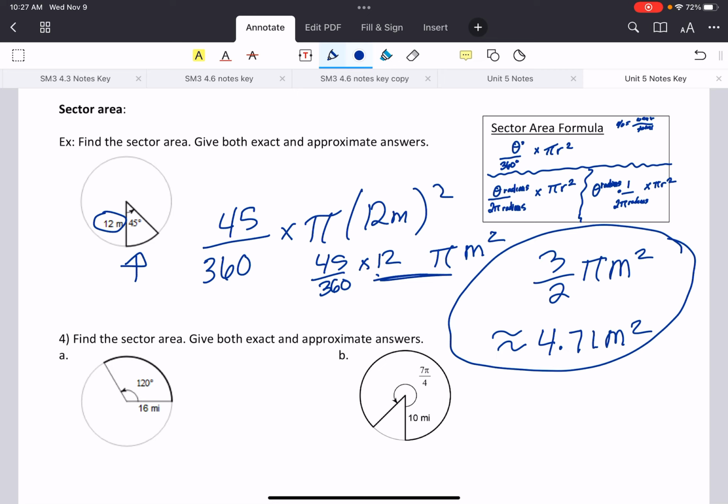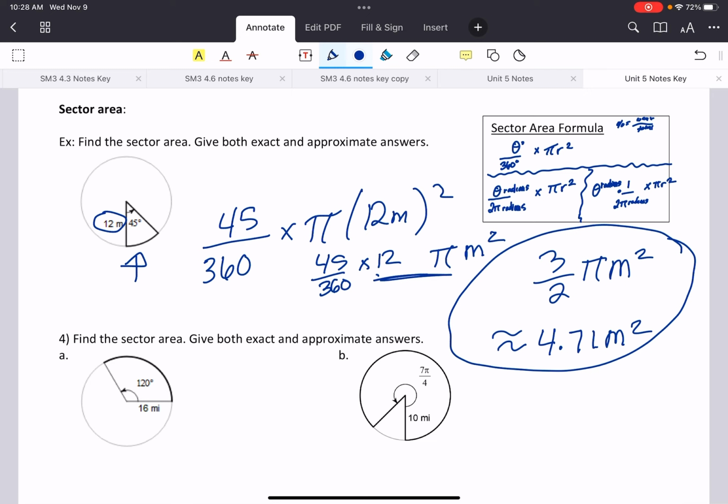Okay, this is very important. Some people want to skip this step and just do it right from the beginning. Always leave the pi for the last step. Multiply everything else. 45 divided by 360 times 12. Put your 45 divided by 360 in parentheses if it's giving you an error.